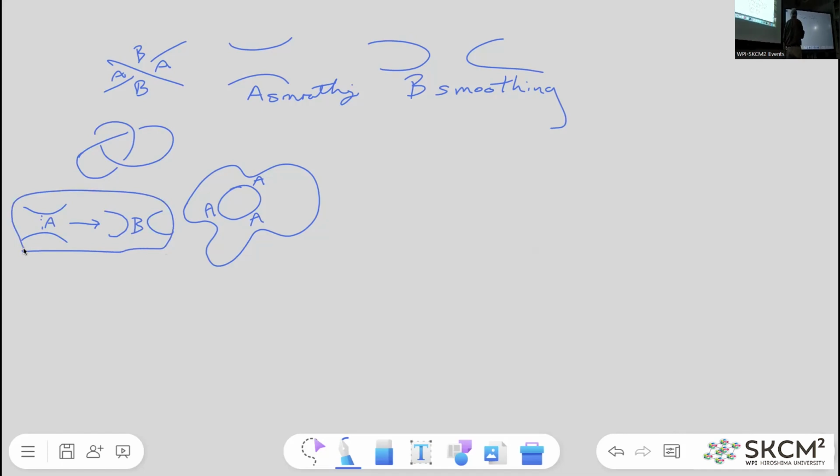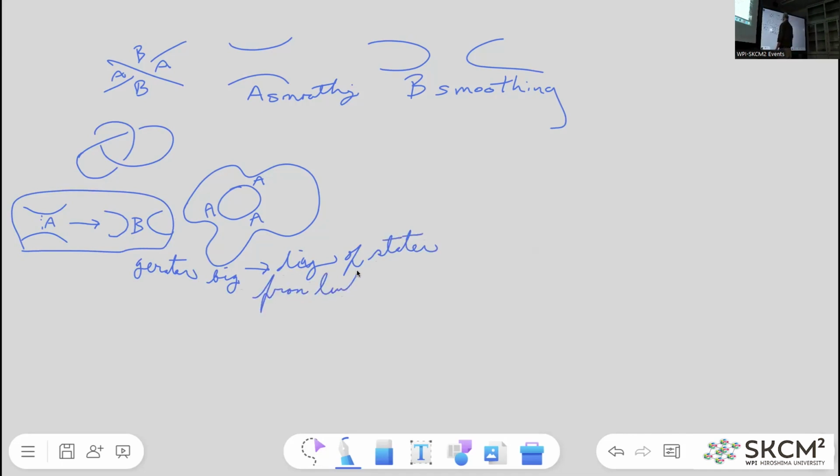organizational device generates a big arrow diagram of states from a link diagram. Okay. And in the case of the trefoil knot, there's our diagram of states, all 8 states, but now organized in this way: all A, 1B, 2B, 3B.